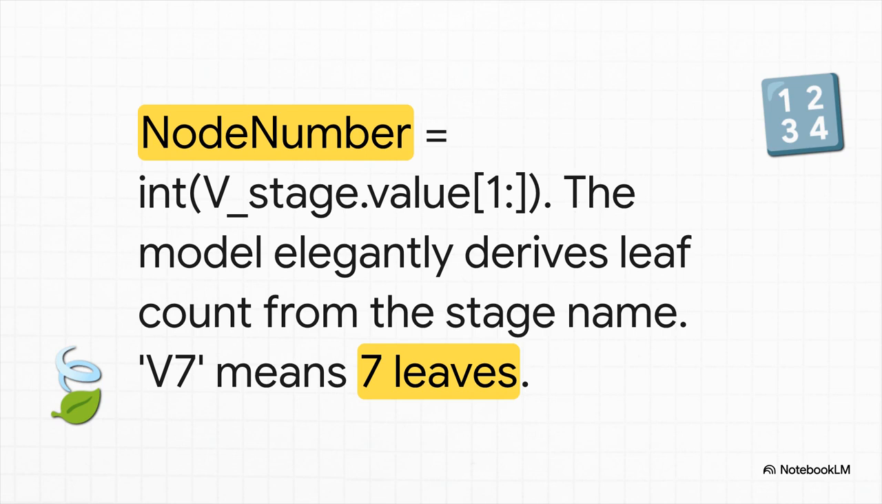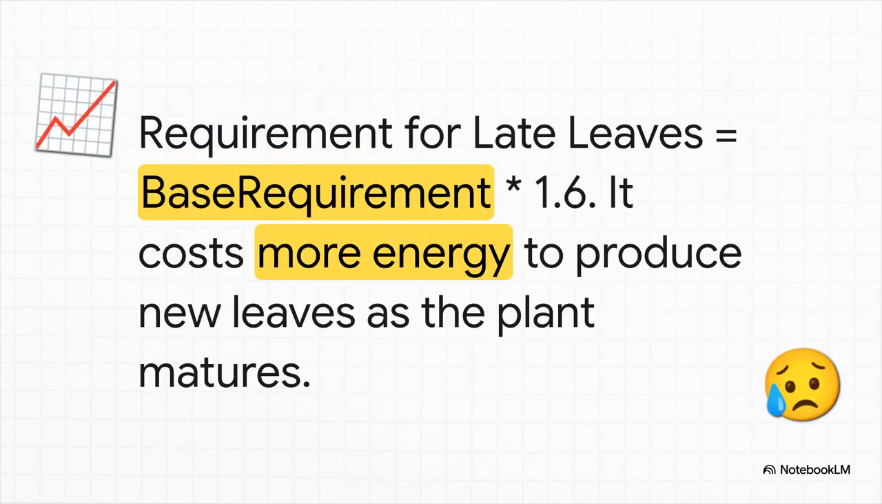Well, this part is just so elegant. The internal stage names the model uses, like V7, they're not random at all. The model simply reads the number right out of the stage name. V7 literally means the plant has 7 leaves. It's that direct.